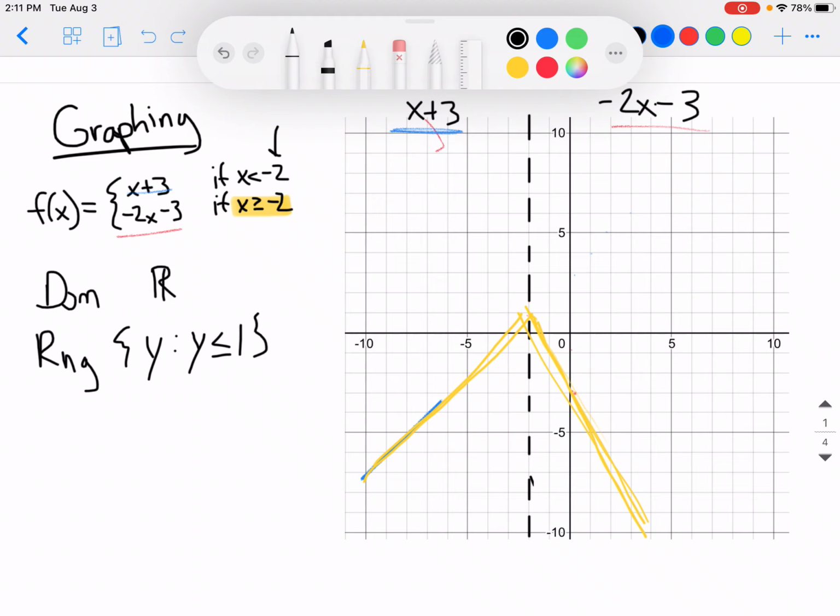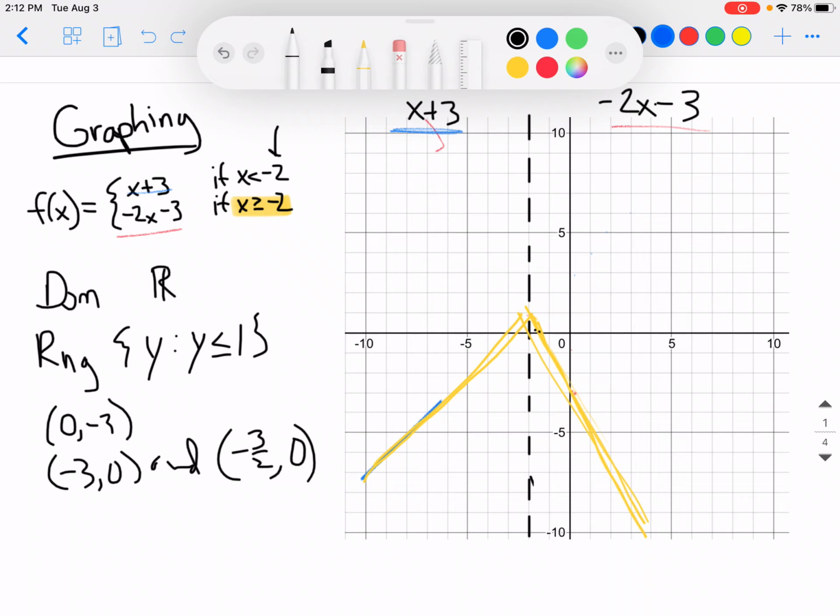And if we want to talk about some intercepts, we have a y-intercept at (0, negative 3). And then we have x-intercepts at, it looks like, (negative 3, 0). And then the other x-intercept would be right here, which would be at negative 3 over 2, comma, 0. And there we go. That is how we graph a piecewise function.